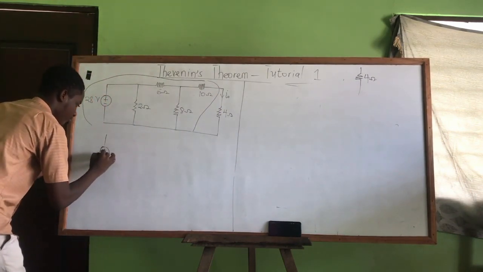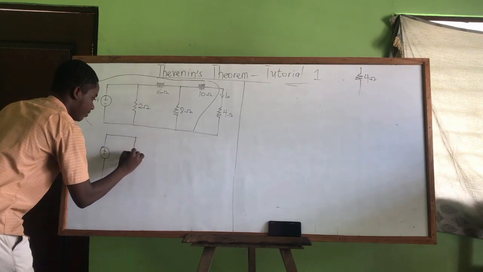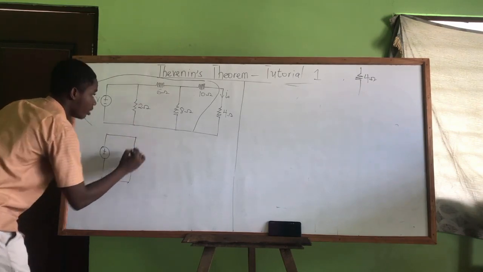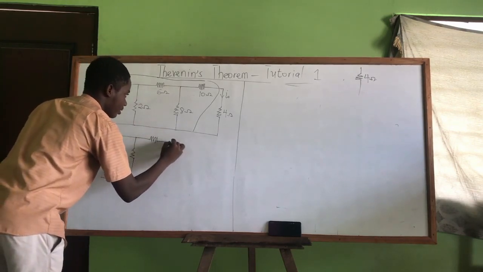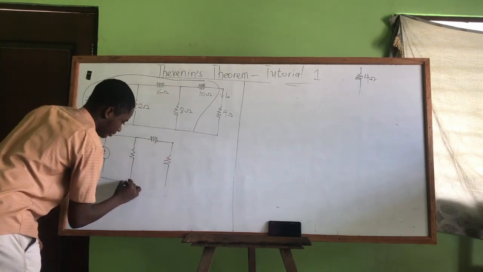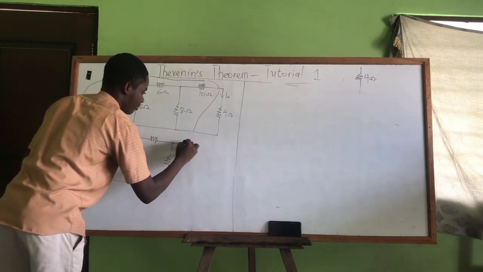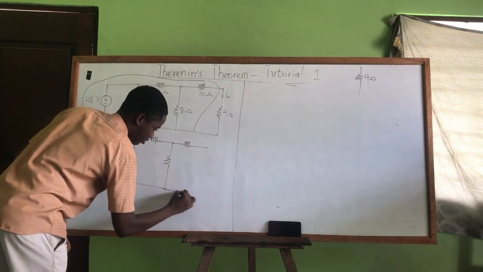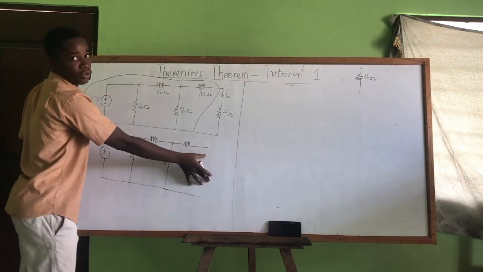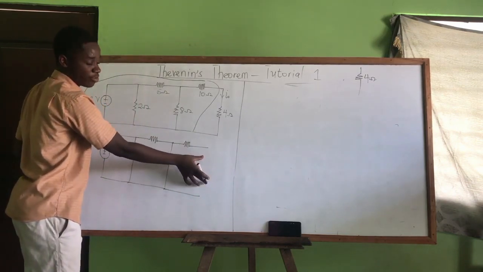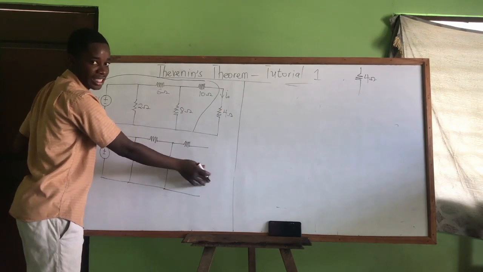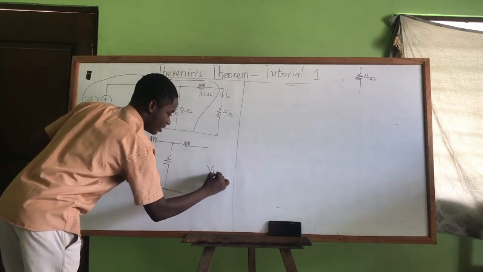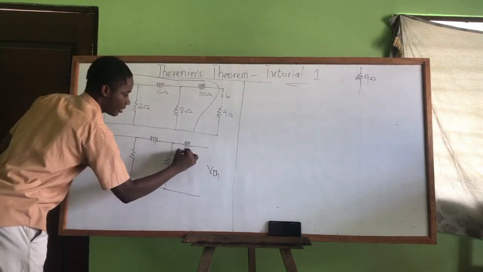So I have a voltage source. I have these 2, this 6, this 8, and this 10. This is where we had the load, so we've removed it. Now we are going to find the voltage Vth at this portion. So we write Vth.